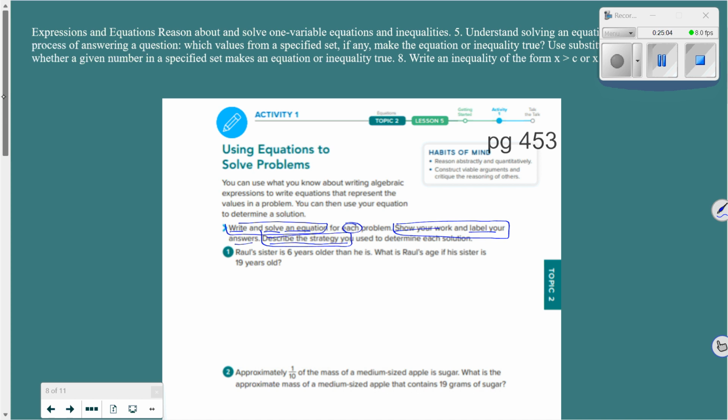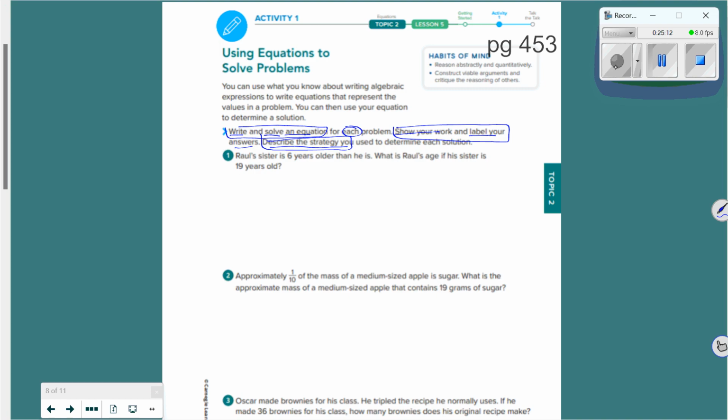So we haven't really done these yet, so I'm going to walk through one with you guys real quick. I will tell you, marking your text is really important on this, guys. If you will mark your text, this should be a lot easier for you.